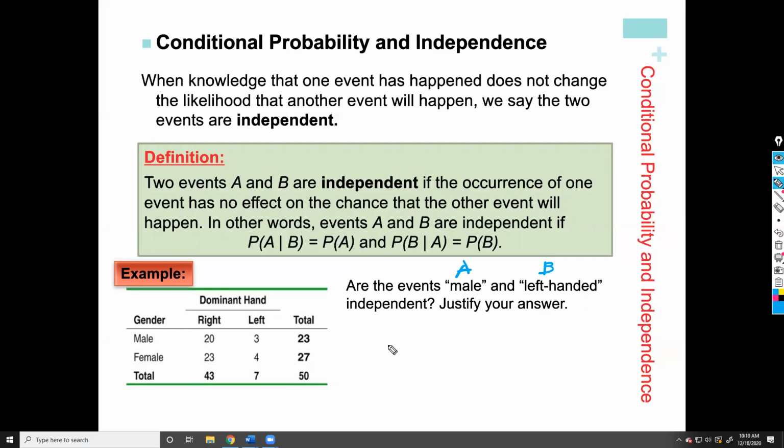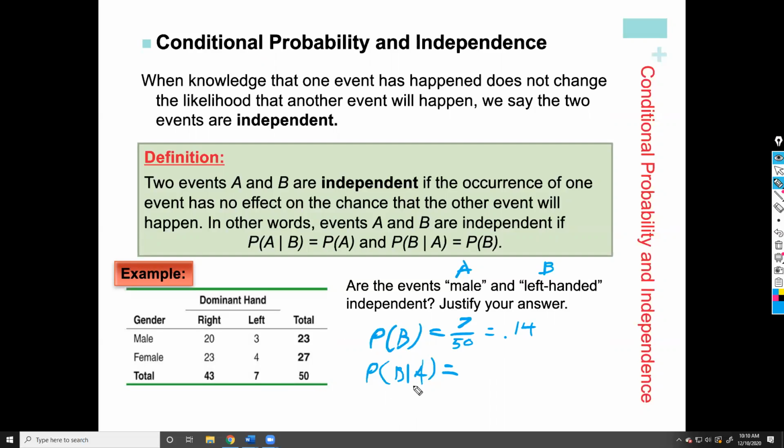And so the idea here is we want to find the probability of B, and we want to find the probability of B given A. And our question is, do these probabilities match? Well, the probability of B is the probability of being left-handed. So how many of these do we have being left-handed? Well, we have a total of 7 of these out of 50, which is going to be 0.14. So we have 7 out of 50 are left-handed.